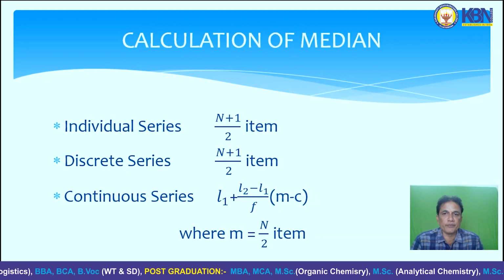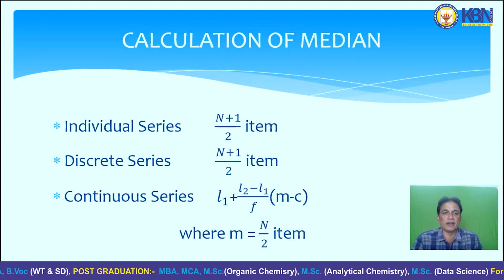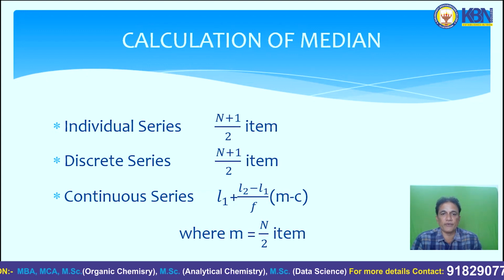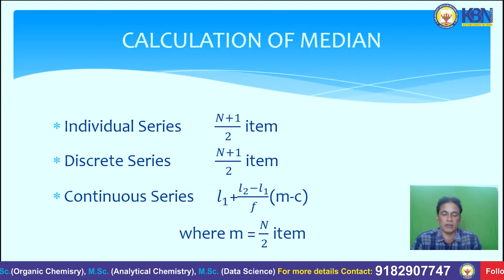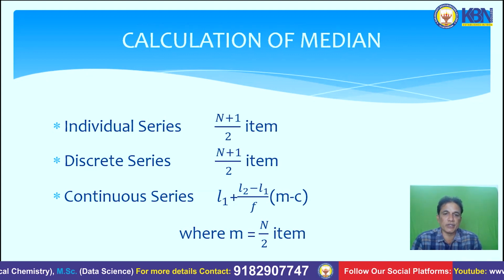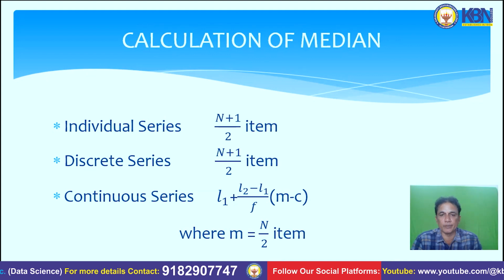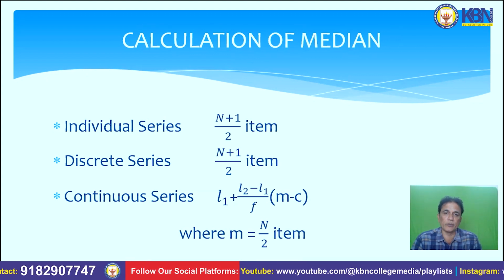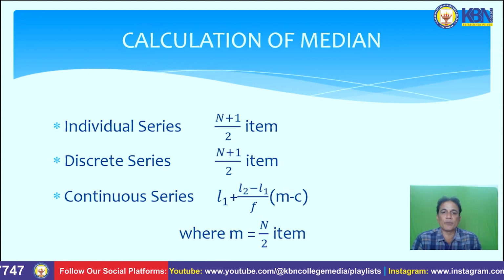Coming to calculation of median. How do you calculate median? First of all, we identify the median size. For that, we use the following formula. In case of individual series, it is the (n plus 1) by 2th item. Here n means the number of items. So we can get the value.